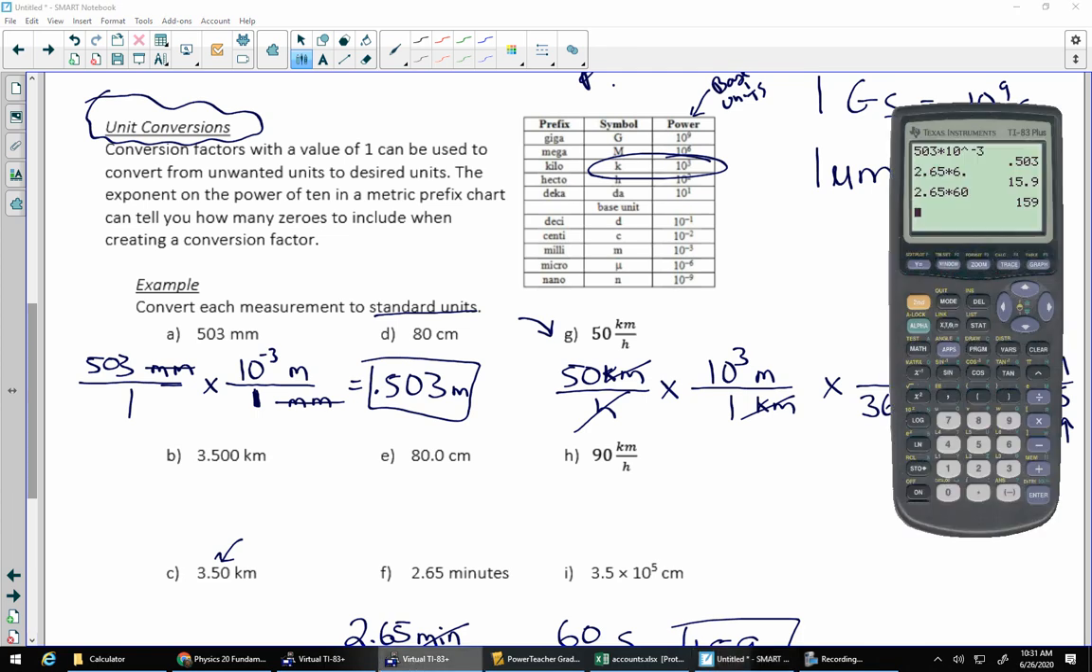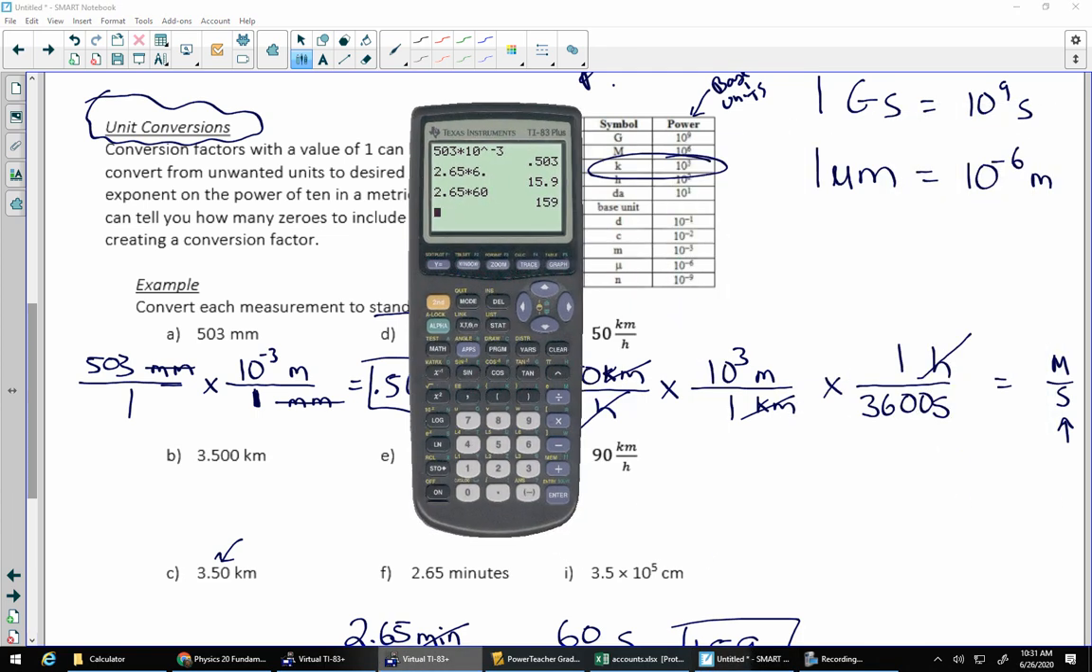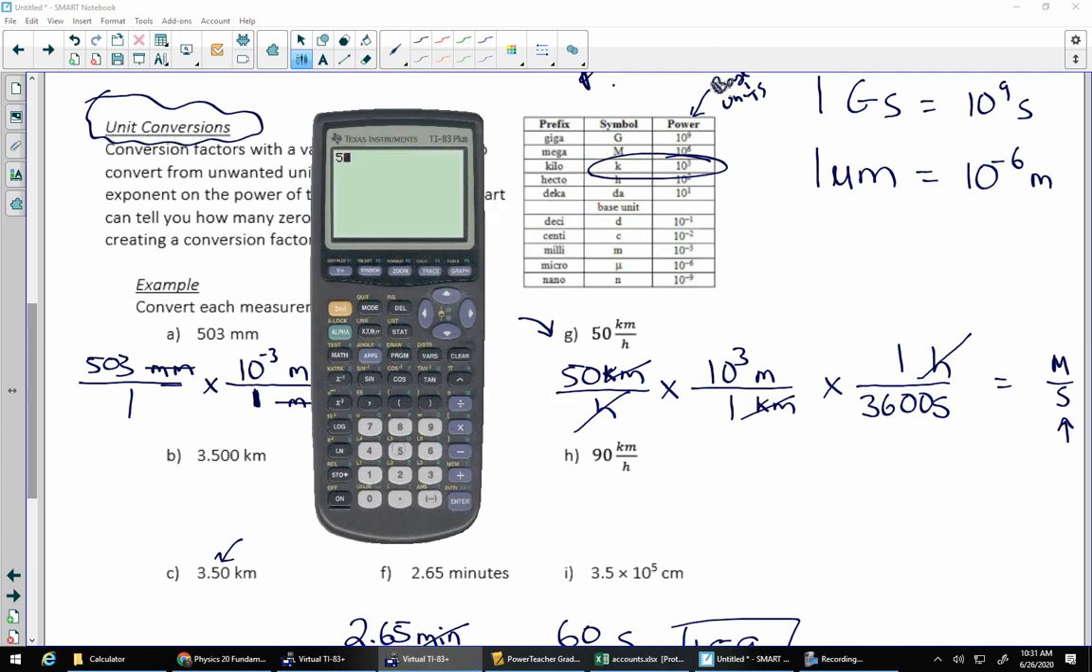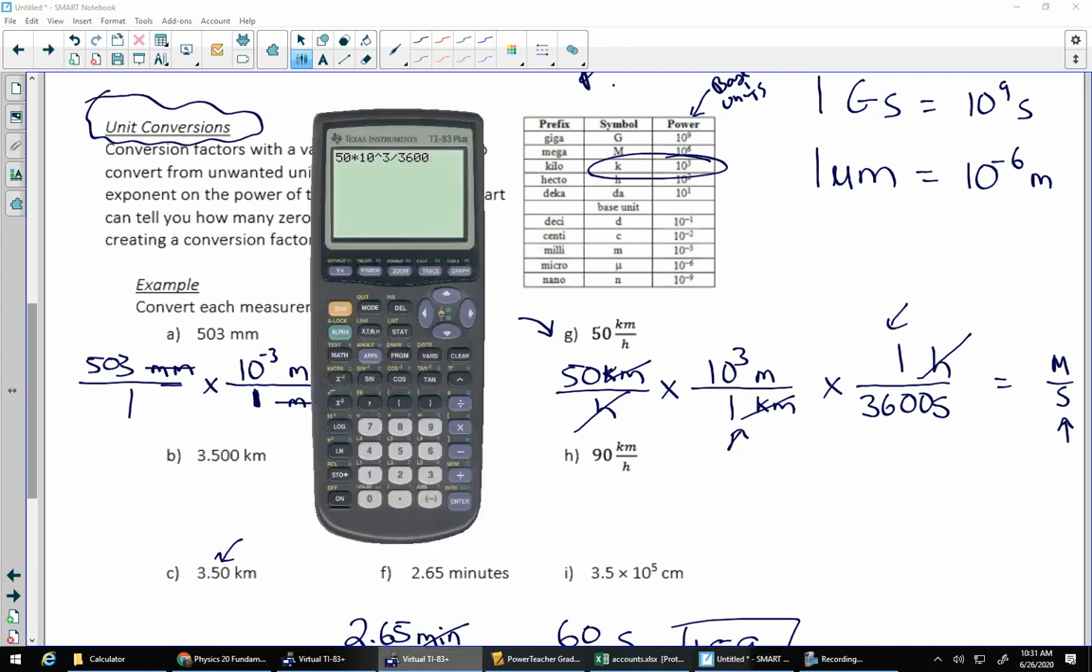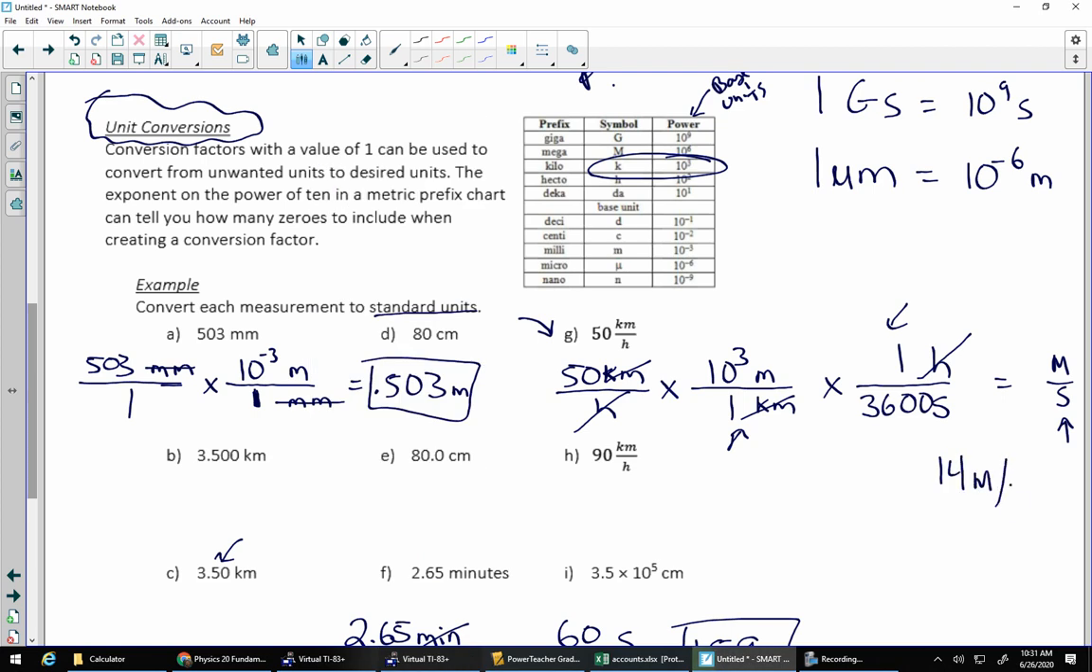As I go through and plug this into my calculator, let's bring that over here, clear, and move it over a bit more. I've got 50 times 10 to the power of 3, and then we're going to divide. Numbers on the top we can easily multiply, numbers on the bottom we can easily divide. So divide by 3,600. Does it really matter that we divide by 1 or multiply by 1? Not even a little bit. Multiplying by 1 or dividing by 1 doesn't change anything. So this works out to be 13.888888889 meters per second, which we are going to round to 14 meters per second for correct sig figs.